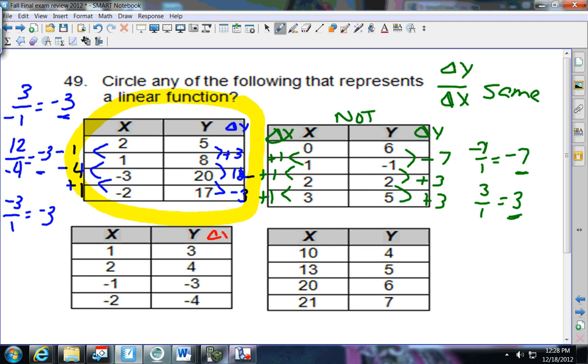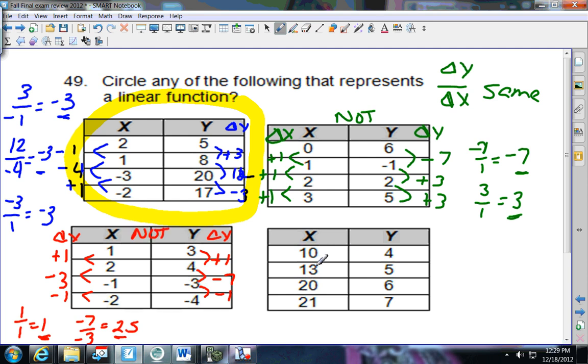So let me go down here and try the next one. Delta y: plus 1, minus 7, minus 1. That still doesn't have anything to do with it. You have to go over here. Delta x: plus 1, minus 3, minus 1. I have 1 over 1, which is 1. Negative 7 over negative 3, well, that's 2.5. These aren't the same, I don't have to do any more. They're not going to work. It's not linear.